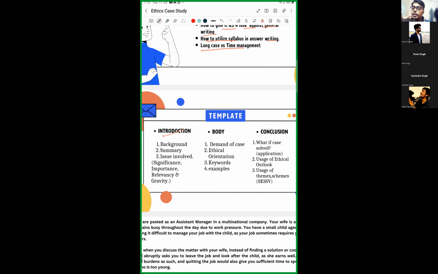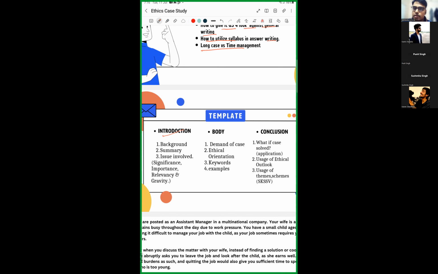Then third, issue involved. Issue involved is something of significance, importance, relevance, and gravity. This is just an extension of the summary. In summary, you will be summarizing just the case, the whole case. In issue involved, you will be directly hitting the point about the issue, not limiting yourself to the summary only. In summary, you will be talking about the case.